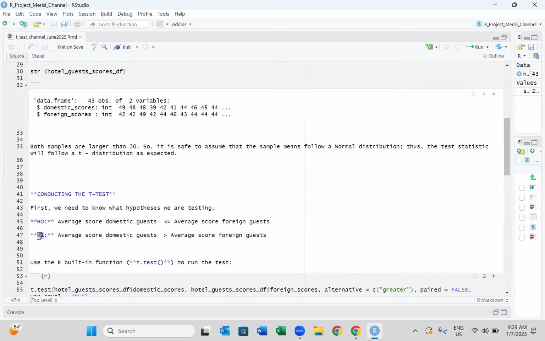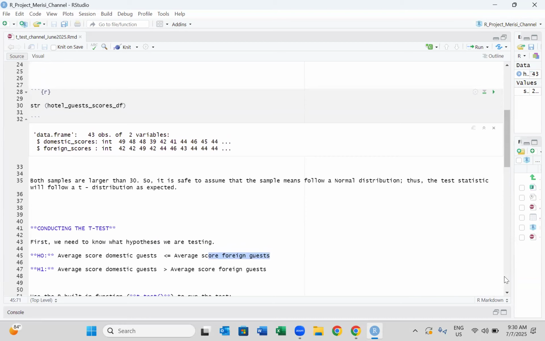And that will be our alternative hypothesis, our H1 hypothesis. Remember that in statistics, the claim that you're testing goes in the alternative hypothesis. Don't forget that your claim goes in the alternative hypothesis, and then the null hypothesis, H0, is the opposite, which in this case is that the average of domestic is less than or equal to the average of foreign ones. Knowing the hypotheses that we are testing, we can go ahead and actually do the t-test.